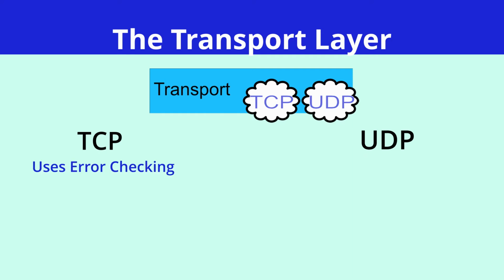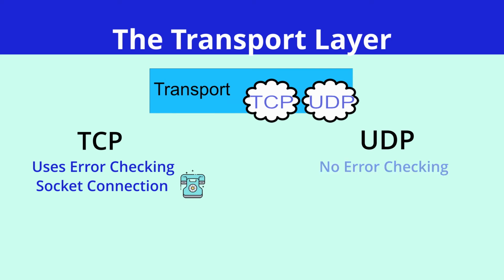TCP uses error checking and is therefore more data intensive. It also uses a socket connection and can be thought of as the telephone line. UDP is a broadcast approach with little or no error checking and is therefore seen as a more lightweight protocol than TCP. UDP is broadcast only, and it sends its data out just like sending letters.